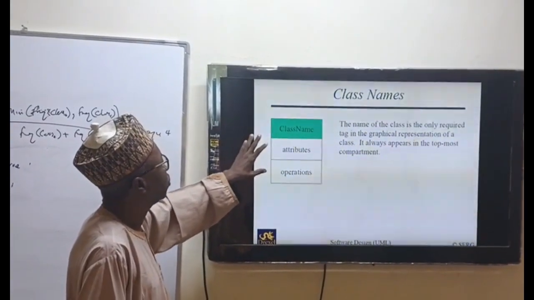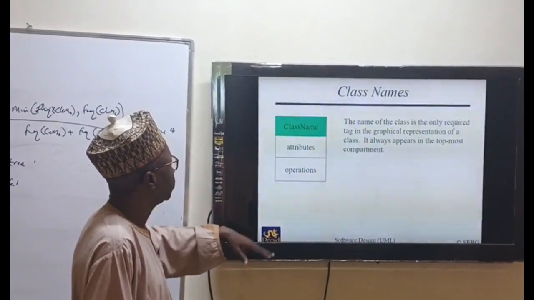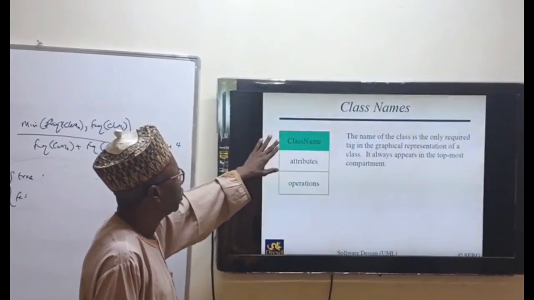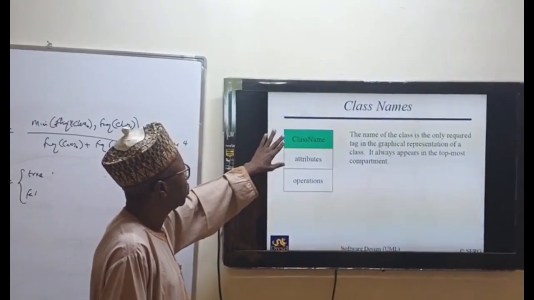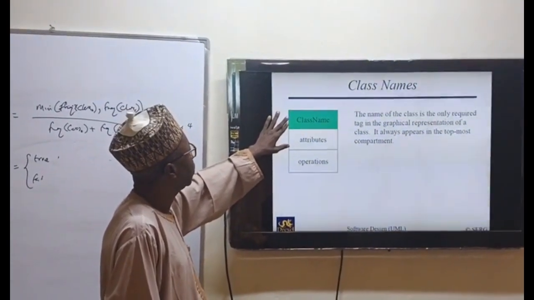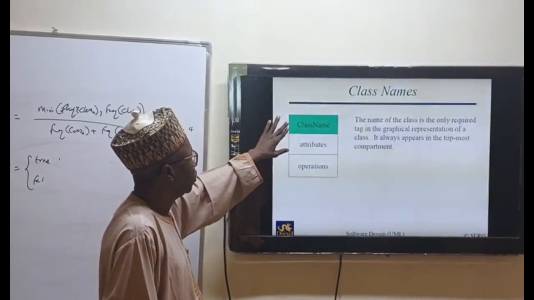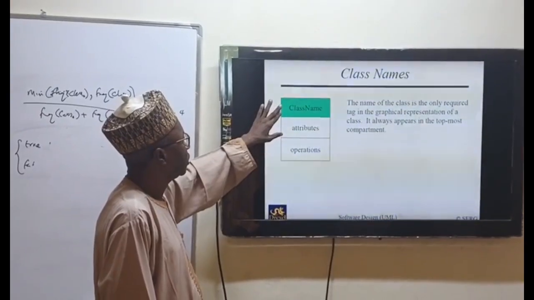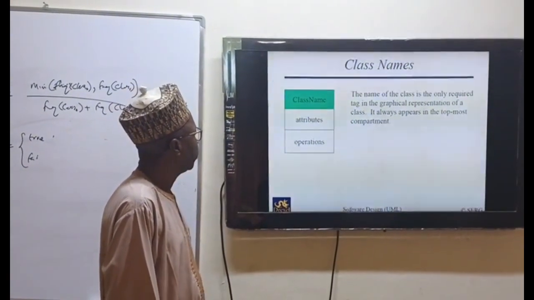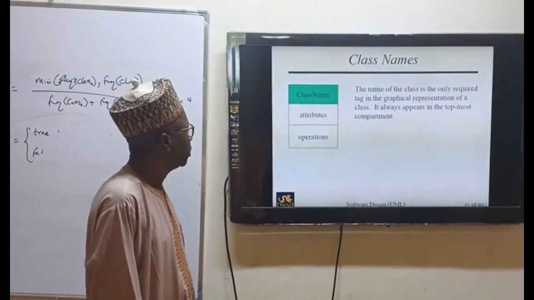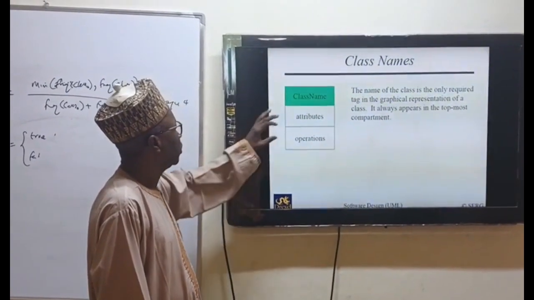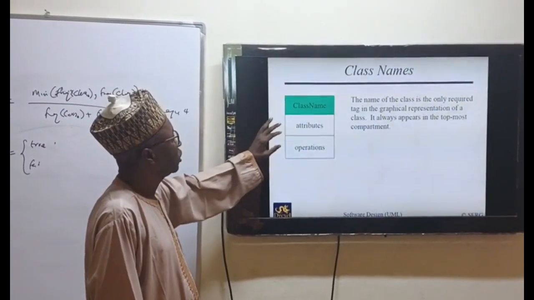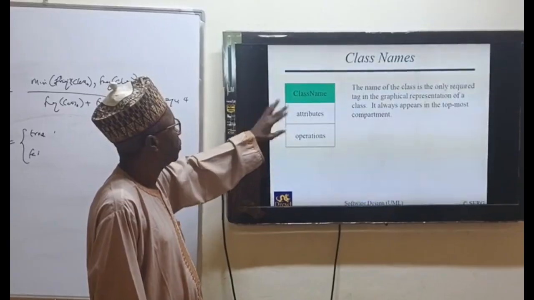So we will now go through each of the three compartments one at a time, beginning with the first compartment, which is the class name. In this compartment, this is where we can write the name of the class, and this should be unique, and it should identify the class. And this is the compartment that is mandatory in this diagram. The other two can be optional. So the least we can do when we are representing a class is to write the name of the class. Let's go to the next slide.